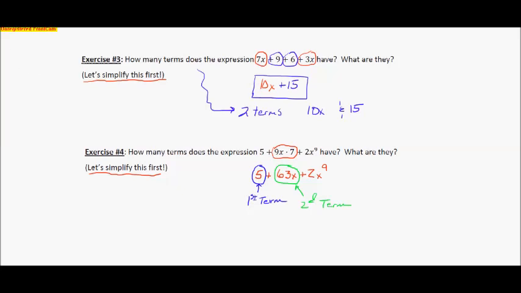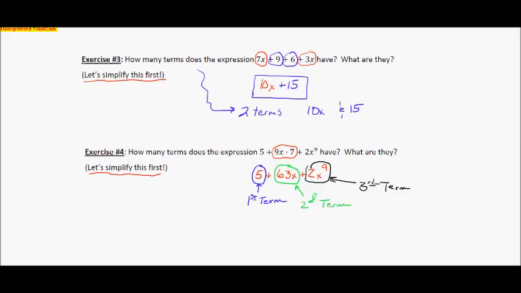Alright, and I need another color. I can just go back to black. That works. Alright, here is the other term. That would be my third term. Okay, so again, we're not solving anything, we're just identifying terms, and if you can do that, it makes your life so much easier when you go to do algebra.